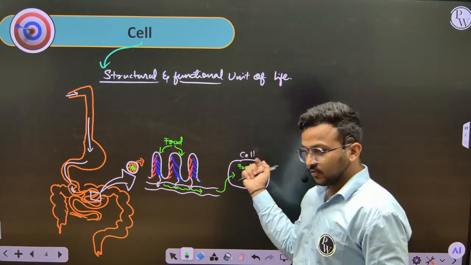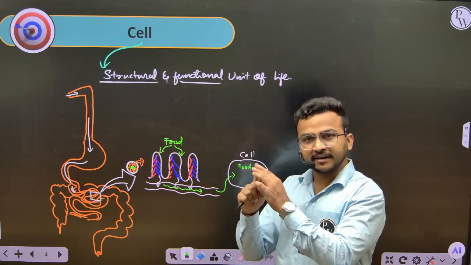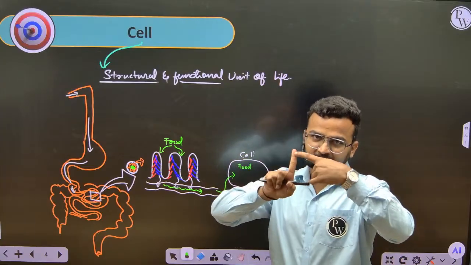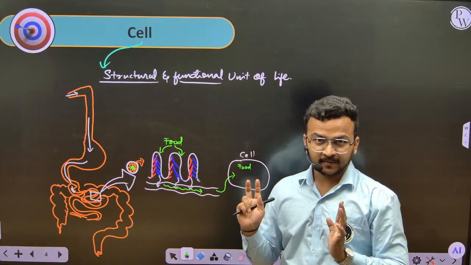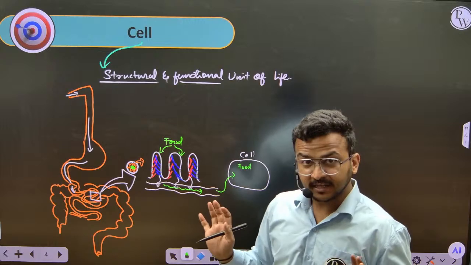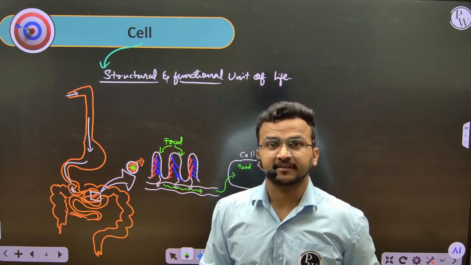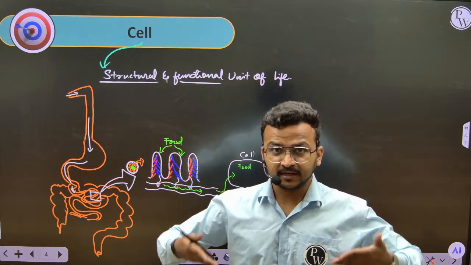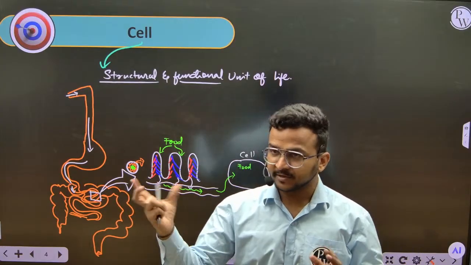Now I released food in the cell. The cell has required food, so it has reached there. And that is about digestion. Now connect to respiration. So now I am inhaling air. Atmospheric air is a mixture of all gases.